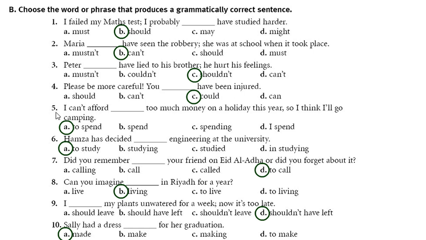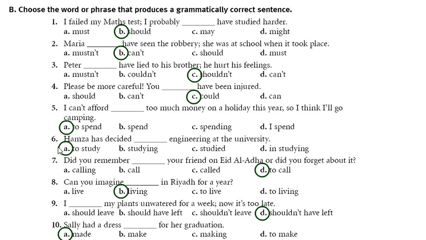Number 5. I can't afford to spend too much money on a holiday this year, so I think I'll go camping. I can't afford to spend. Here afford to is one of the words that require a full infinitive, the base verb with to added.